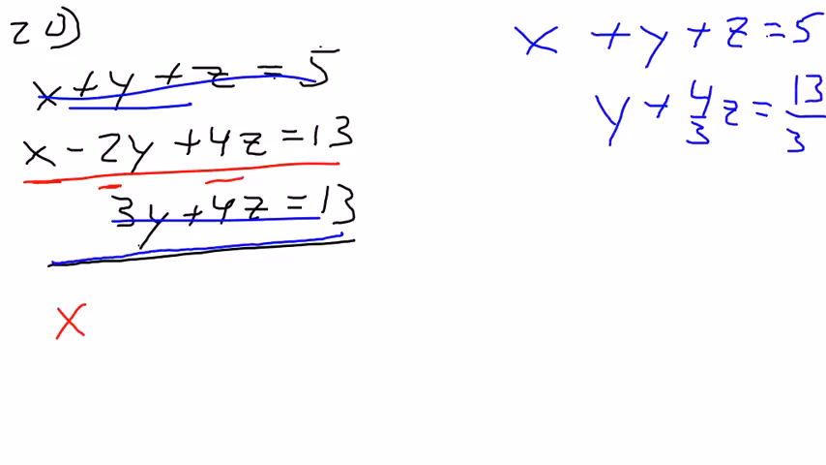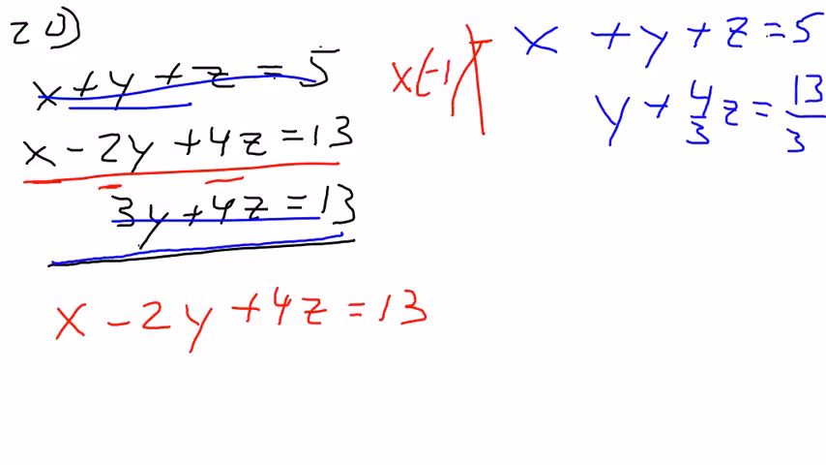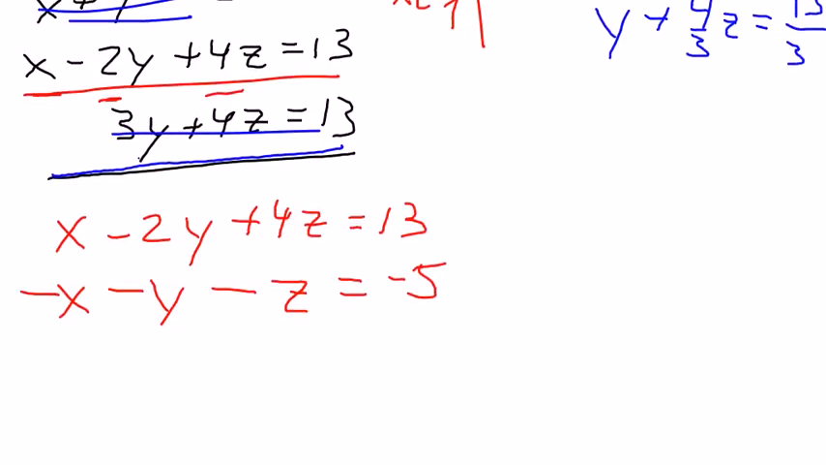Okay, so let's first write it down. x minus 2y plus 4z equals 13. Now, in order to do all these things, we can use these equations over here. So what we're going to do is multiply the top equation by -1. So times -1, this becomes negative x minus y minus z equals -5. If I add these together, I get 3z minus 3y. Okay, good.